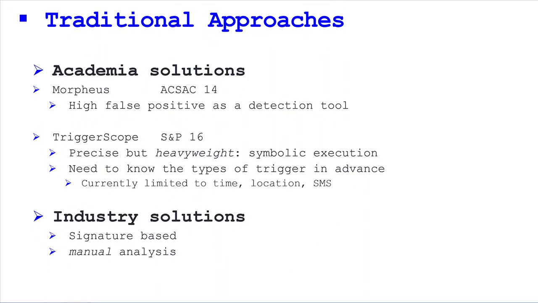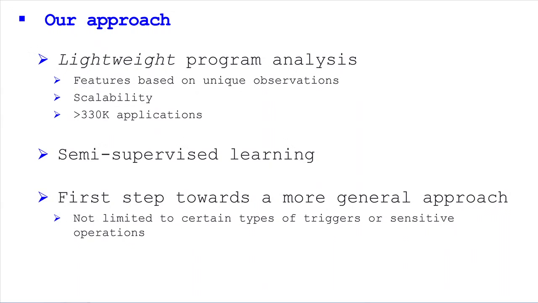On the industry side, to the best of our knowledge, the industry currently tries to address this problem by manual analysis, case by case, and they generate signatures. Our approach is quite different from existing works. We use lightweight program analysis techniques to extract features, and these features are based on unique observations. Each of these features by itself might not be powerful enough to detect HSO in a precise way, but by combining all these features together and using machine learning, we find that it is feasible to detect HSO with satisfying precision and also recall.